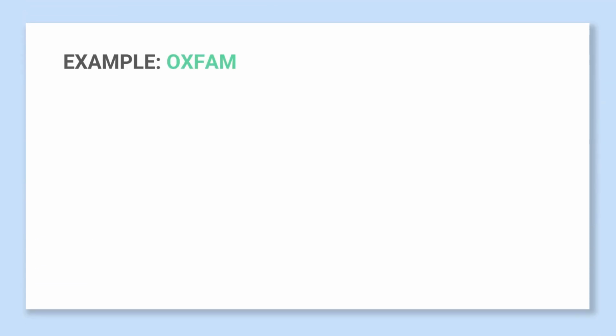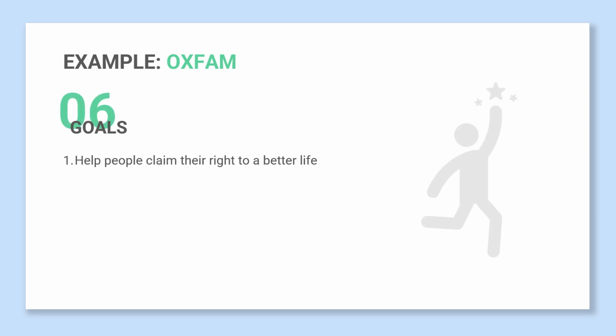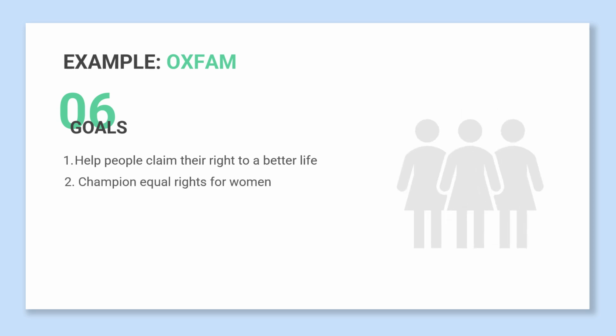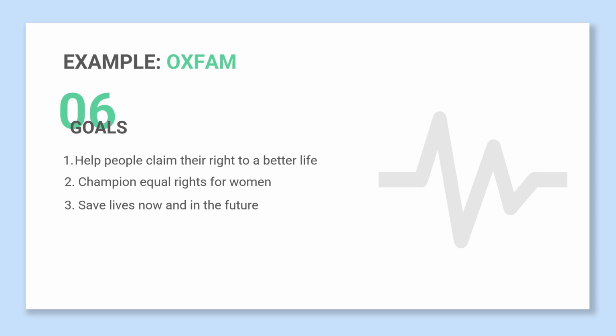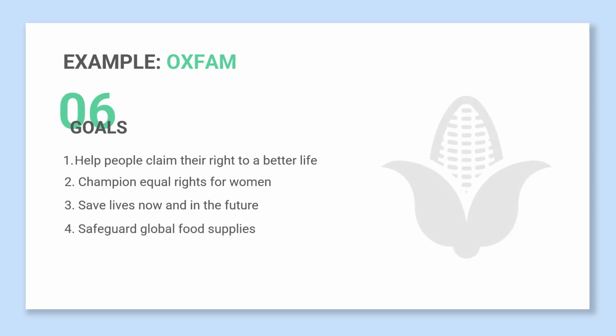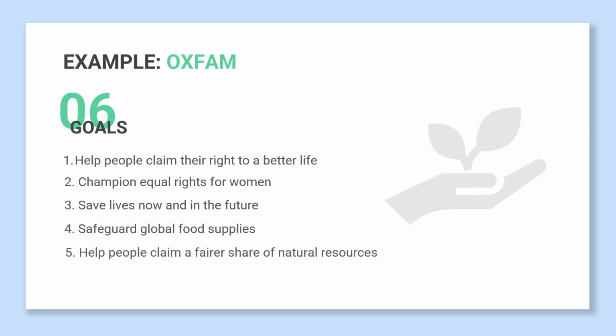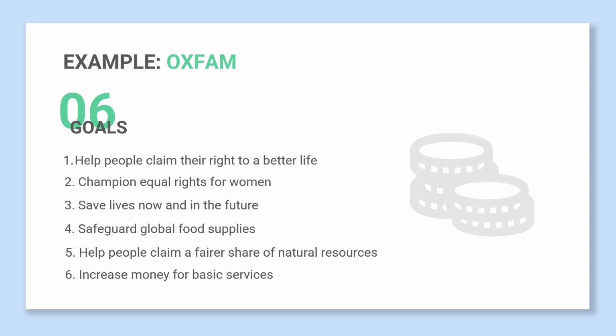For the benefit of giving an example, let's refer again to Oxfam. Oxfam's strategic plan for 2013 to 2019 outlines 6 goals. 1. Help people claim their right to a better life. 2. Champion equal rights for women. 3. Save lives now and in the future. 4. Safeguard global food supplies. 5. Help people claim a fairer share of natural resources. 6. Increase money for basic services.